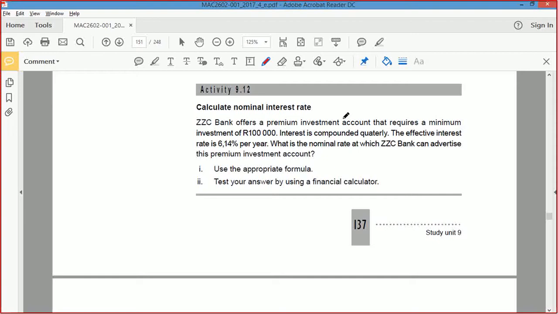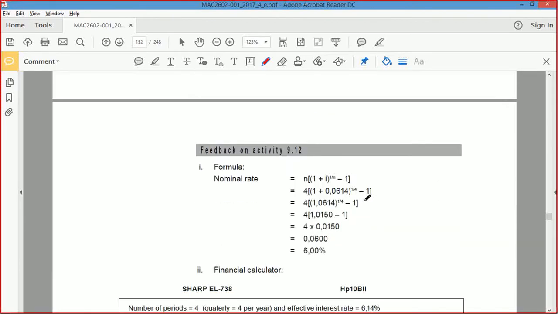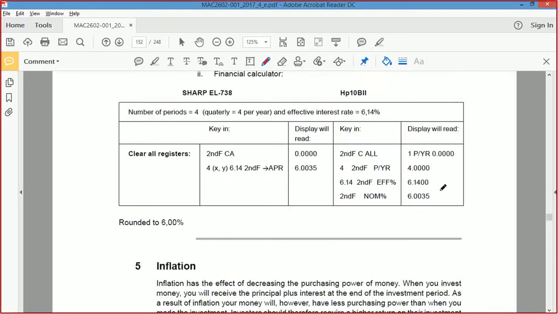Compounded quarterly, so 4. P over Y. Oh yes, P over Y. So I'm trying to change. And then second function NOM. 6.00348566. Well done. Good, eh?